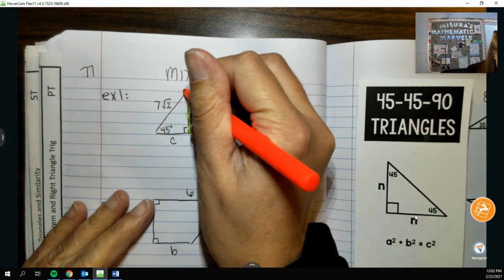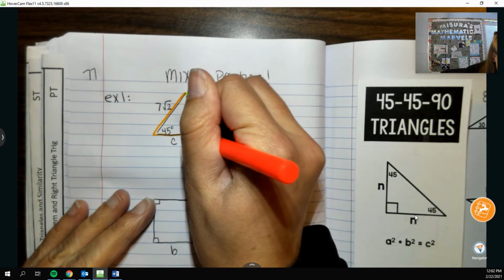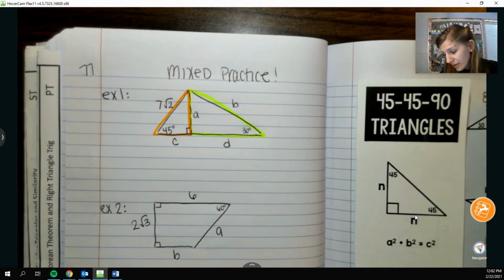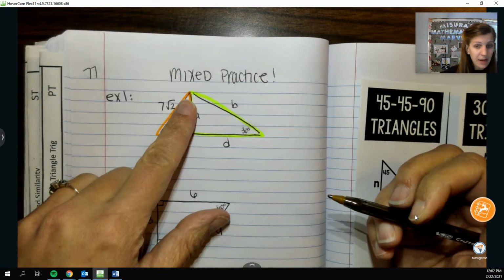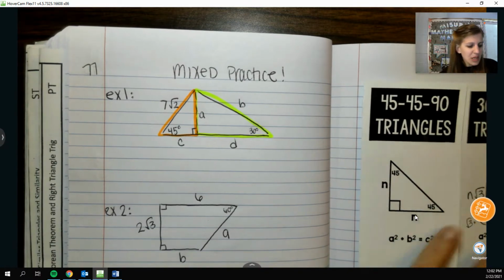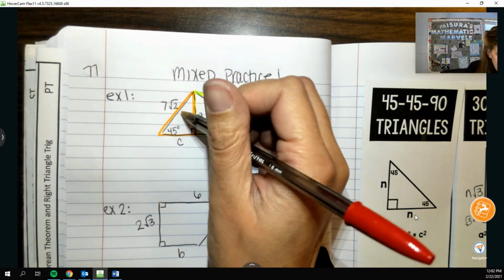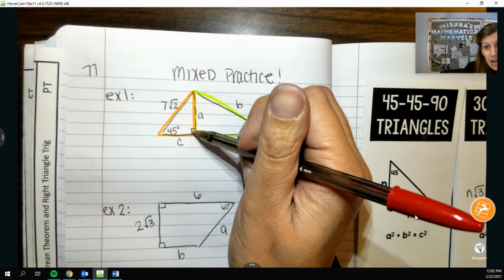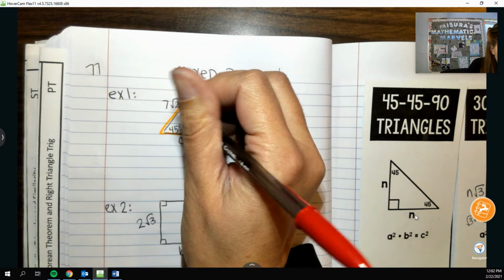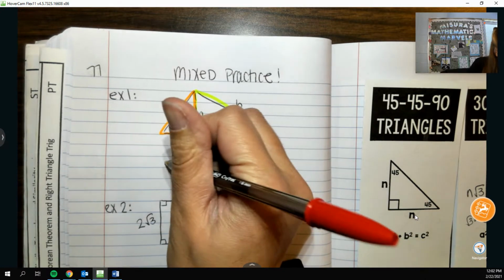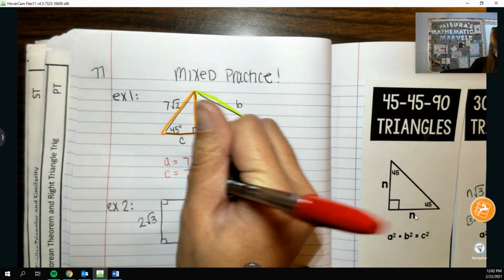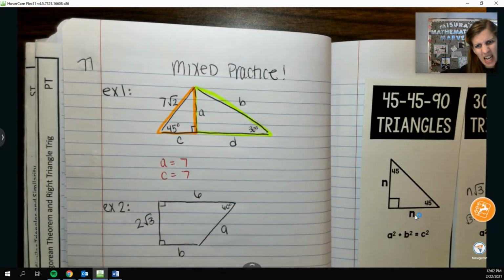However, on the other side of the big triangle, I have this special right triangle, which I know will be a 45, 45, 90, because if one of the angles is 45, then the other one has to be, because they always add up to equal 180. So that helps me because on this 45, 45, 90 triangle, I know the hypotenuse, and that's where the root 2 is supposed to be. So both A and C will be 7. You just take that root 2 off, divide it out.